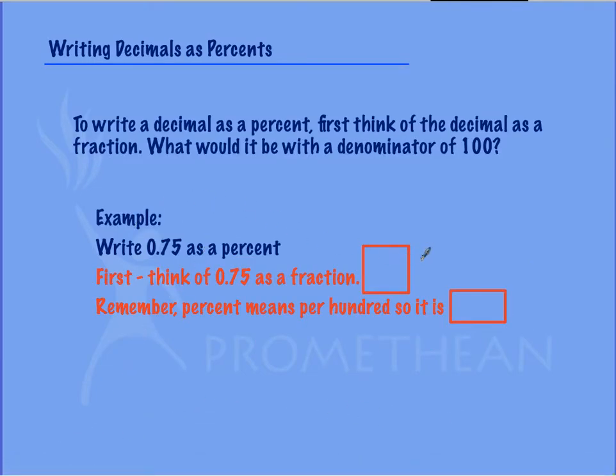All right, so now we're going to go in the opposite direction. We're going to look at 75 hundredths. Well, 75 hundredths as a fraction is 75 per 100. So then I know since a percent is per 100, I know that 75 over 100, or 75 hundredths, would be 75%.